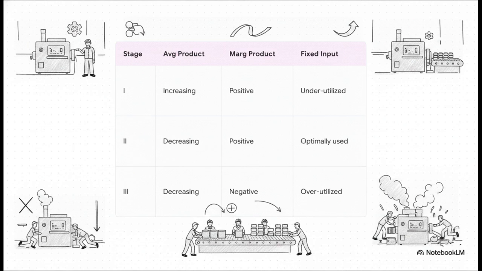Then we hit stage 2. This is the efficient region, where marginal product is diminishing, sure, but it's still positive. Finally, there's stage 3, where marginal product actually goes negative because your fixed inputs are severely overutilized and people are practically tripping over each other.